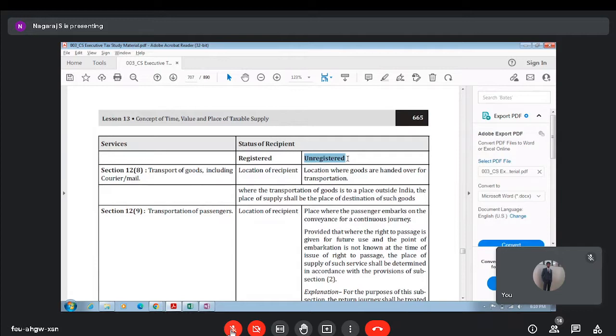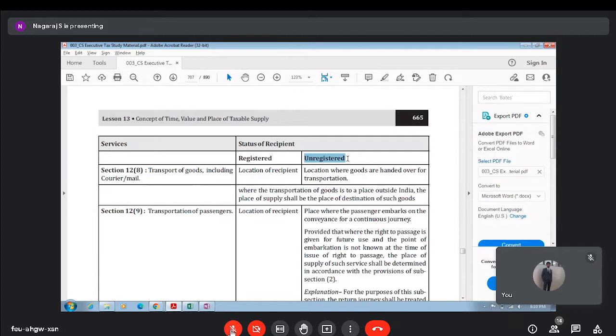Bangalore to Delhi, you will take the ticket. At Chennai, you will have to change to another train. But the ticket will be only one ticket. You have to change the train.